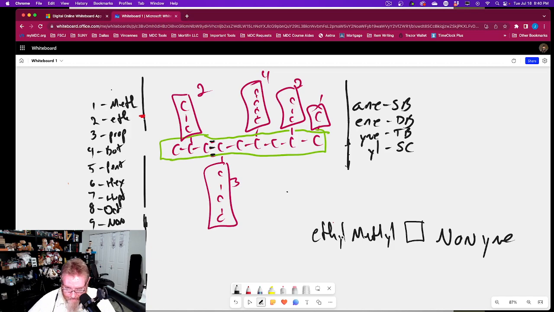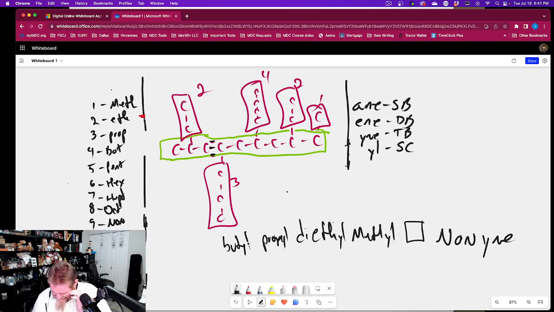Ethyl. Another way we could write this: diethyl, because that tells us immediately we have 2 of these. No ifs, ands, or buts. We have a 3, propyl. And we have a 4, butyl.